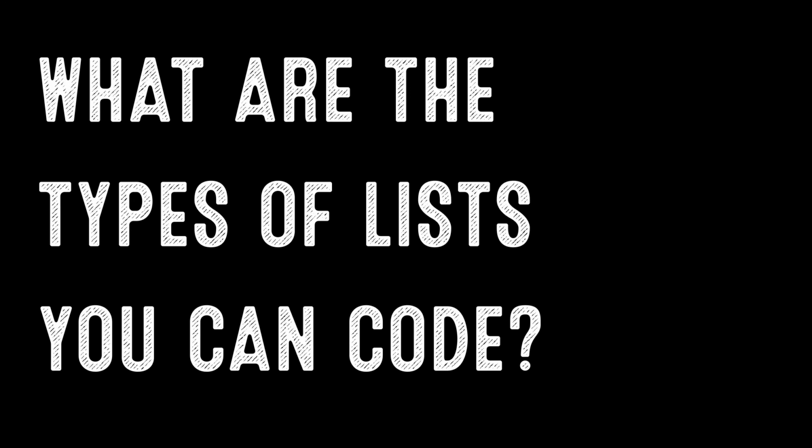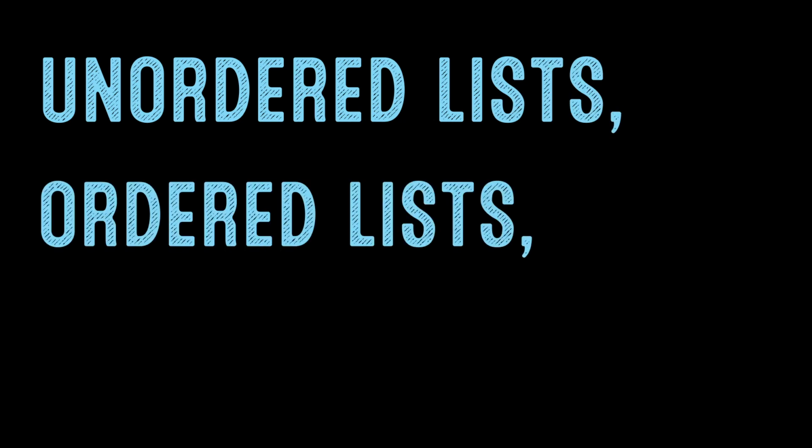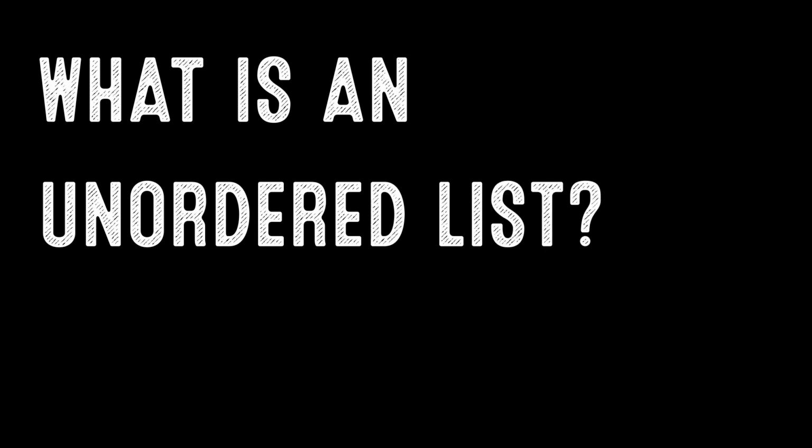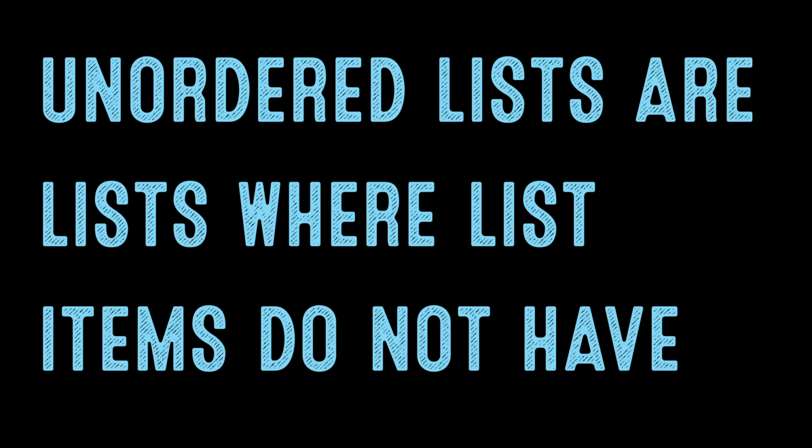The weekly code quiz. What are the types of lists you can code? Unordered lists, ordered lists, definition lists, and nested lists. What is an unordered list? Unordered lists are lists where list items do not have to be in a particular order.